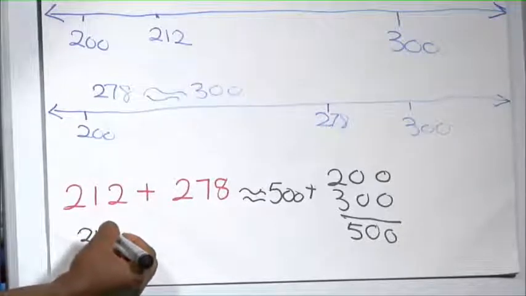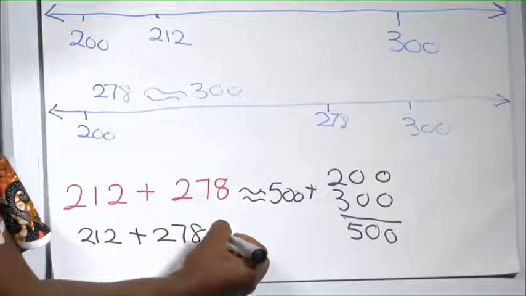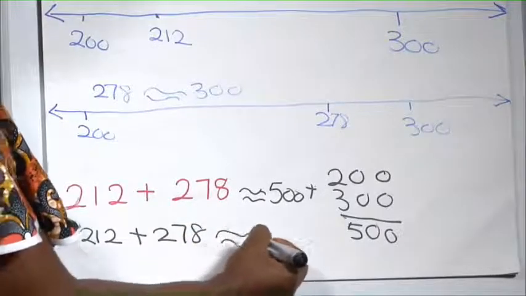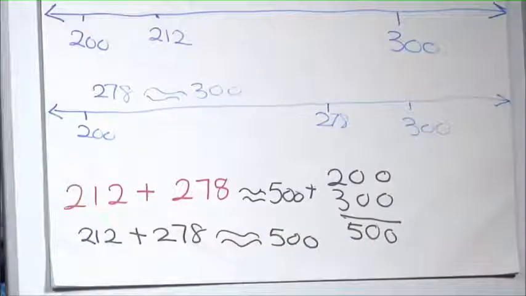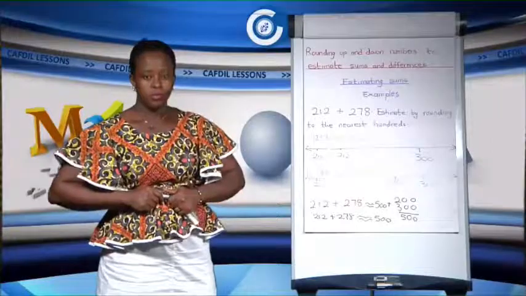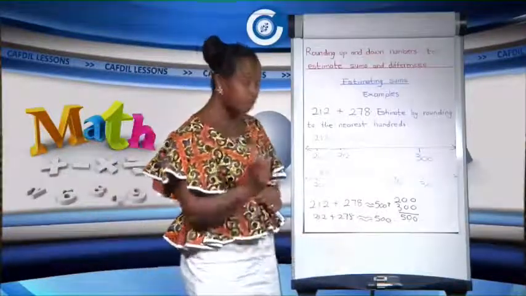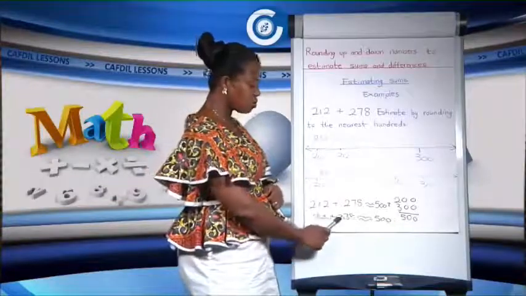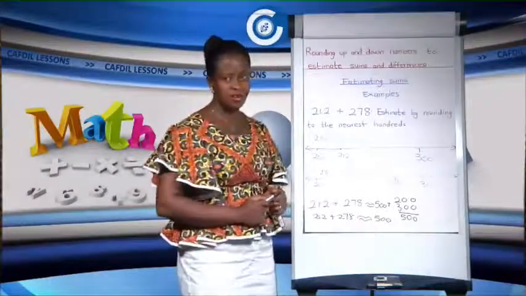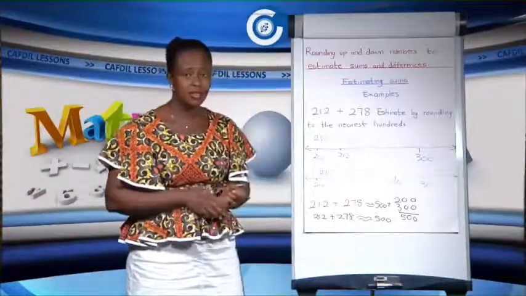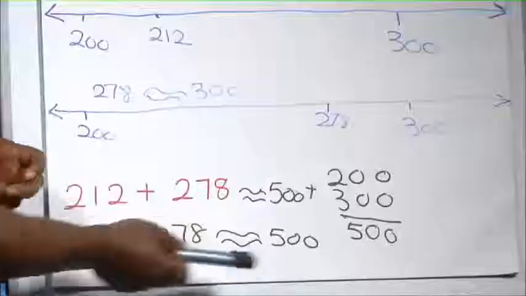Or, let me write it here, 212 plus 278 will be approximately equal to 500. Good. So we are not supposed to bring our equal to, because when you add 212 to 278, you wouldn't get 500. But when we approximate it, when we estimate it, our answer will be 500.